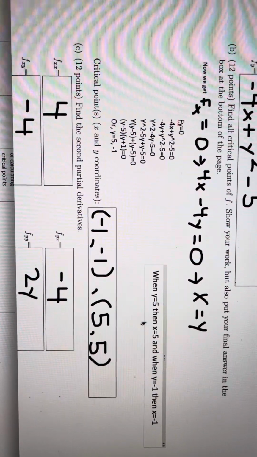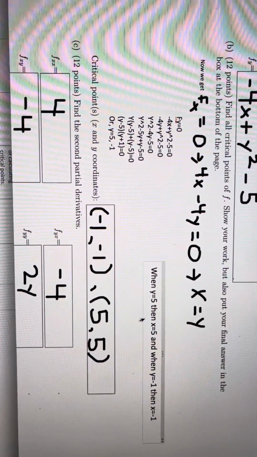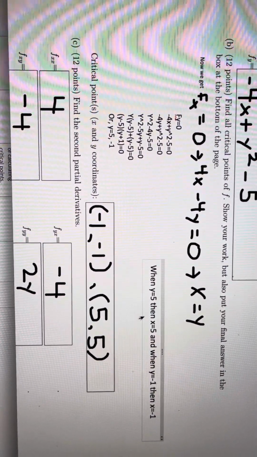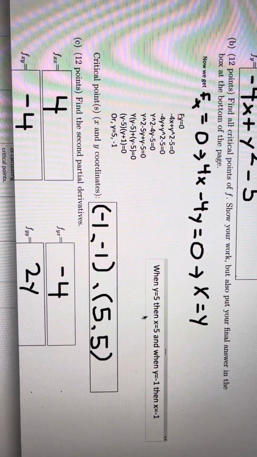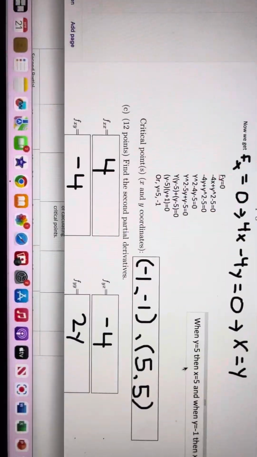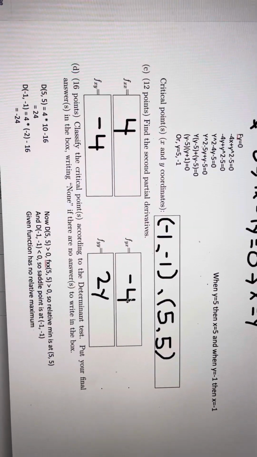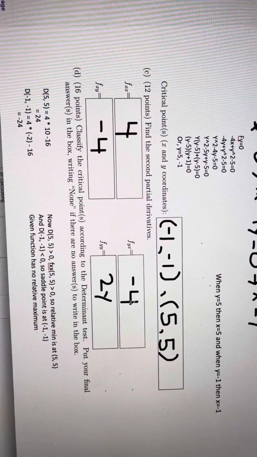And the critical points are negative 1, negative 1, and 5, 5.